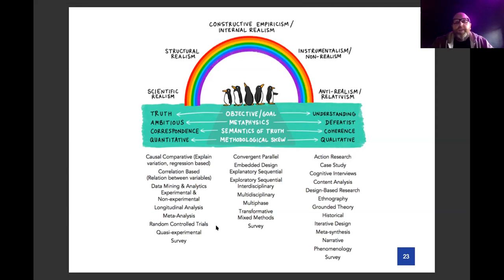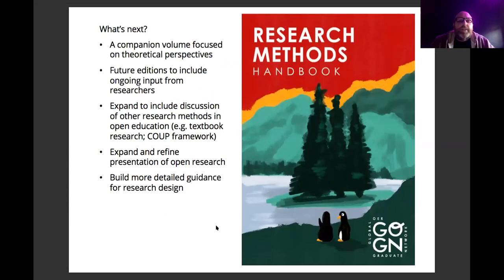So here's an example. I think this is the most complicated graphic we had, and it tries to show a spectrum of theoretical differences around what the underlying conception of truth is, or how different methods understand themselves to be producing insights, and how that maps onto different research techniques and methods. And throughout the book, there are various ways that we've tried to have a similar presentation of ideas.